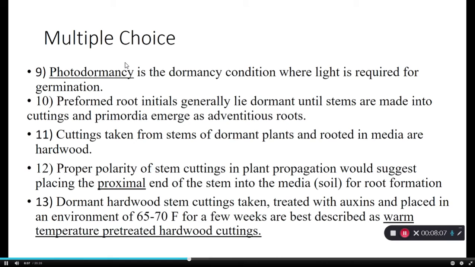13. So this goes to our discussion on hardwood cuttings, and there were 4 production systems, 4 methods of growing hardwood cuttings. This one, dormant hardwood stem cuttings taken, treated with auxins, placed into an environment that's warm, 65 to 70, for a few weeks. This is best described as warm temperature pre-treated hardwood cuttings. So again, that's one of the 4 systems of producing hardwood cuttings that we described in our class.